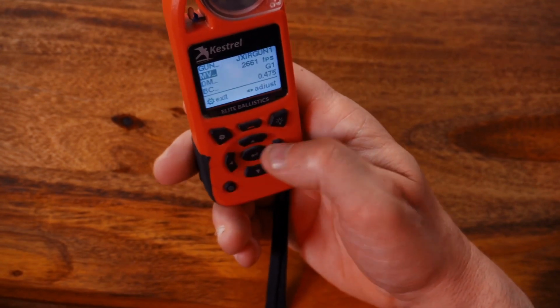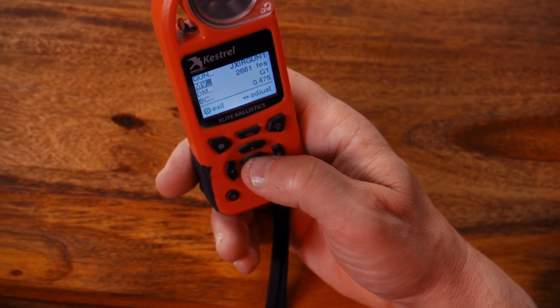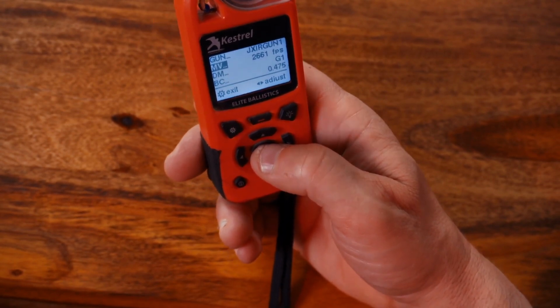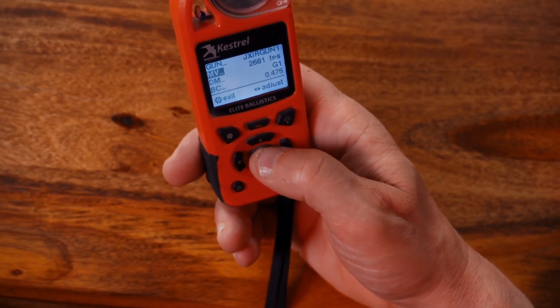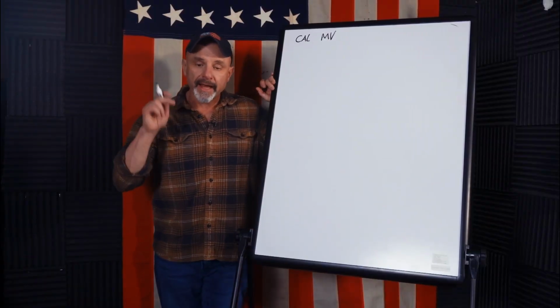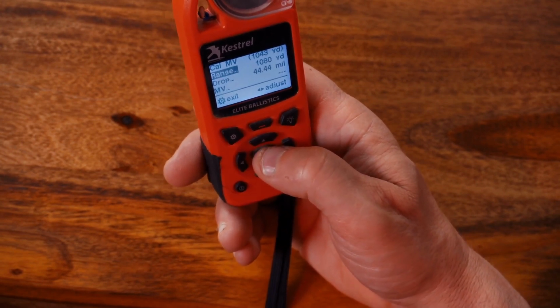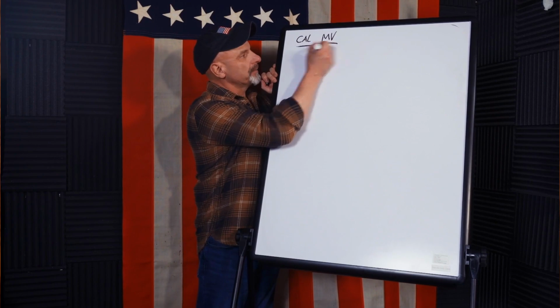Back out. Muzzle velocity, you can scroll right and scroll left and change it to whatever it is based on your chronograph or if you trued your gun. All right, so we just talked about muzzle velocity. When you hit the enter button on muzzle velocity, you can go in and you can get into what's called Calc MV. Calc MV is calculate your muzzle velocity.